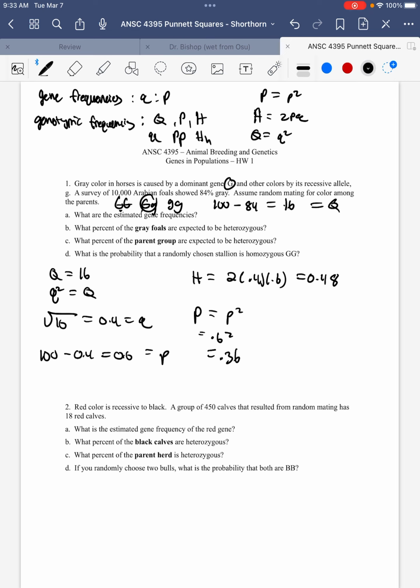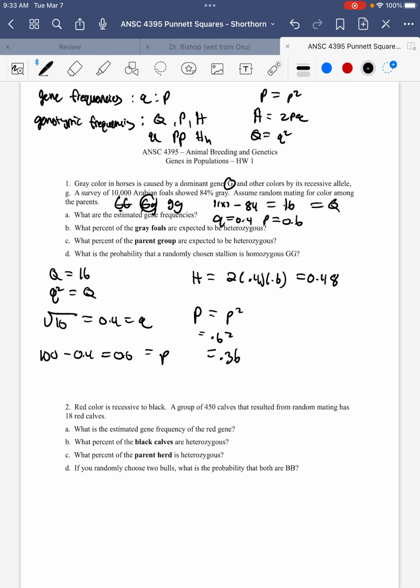Alright, so it says, what are the estimated gene frequencies? So that's little q and little p. So little q is equal to, what did I say? Oh, sorry, 0.4, little q is equal to 0.4, and little p is equal to 0.6.